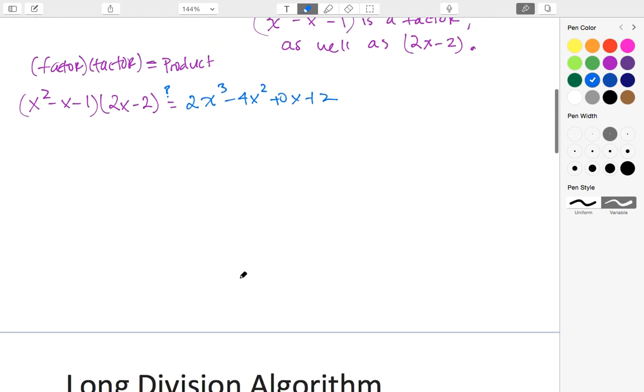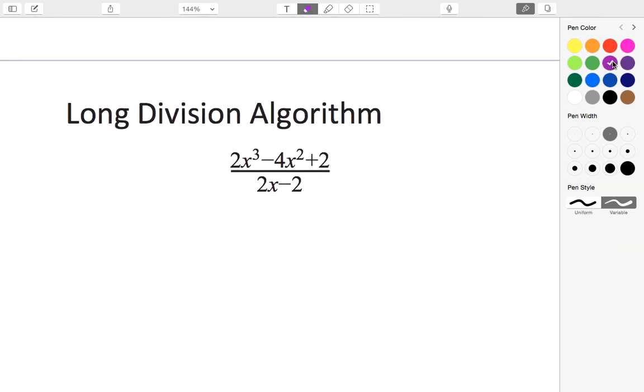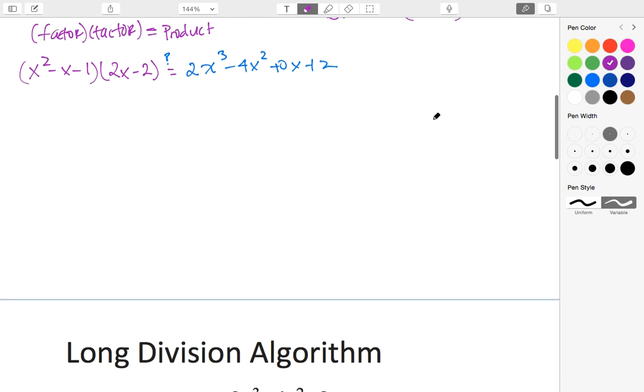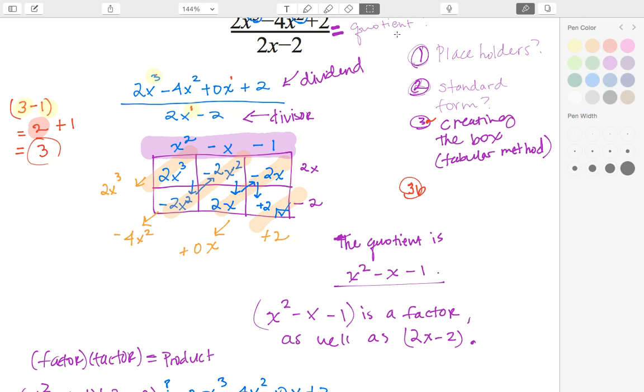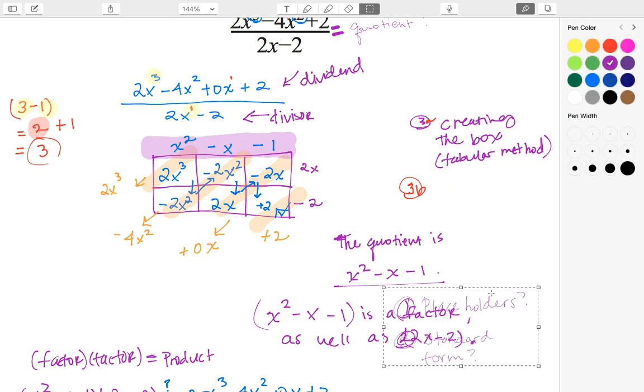All right, moving on to the long division algorithm. So here you go. We're going to do the same process. We're going to check for standard form and placeholders. So I'm going to bring this down.